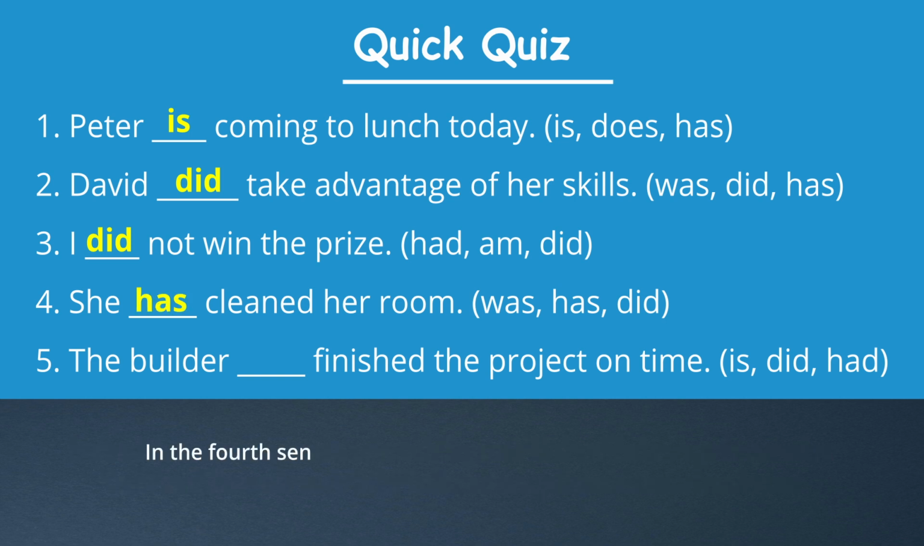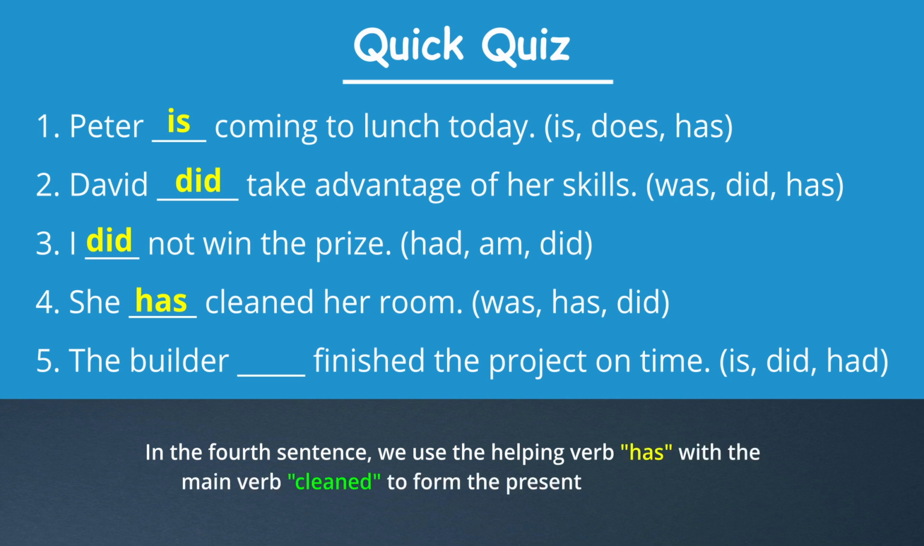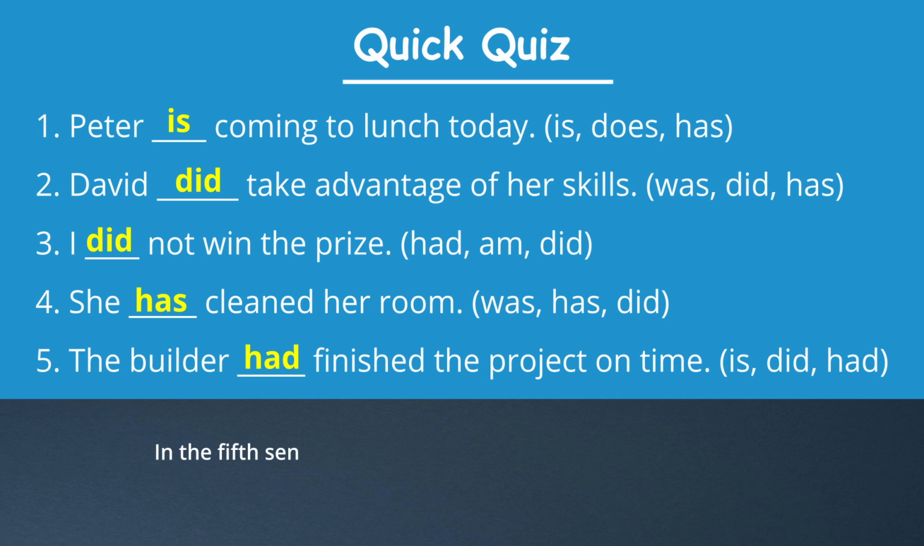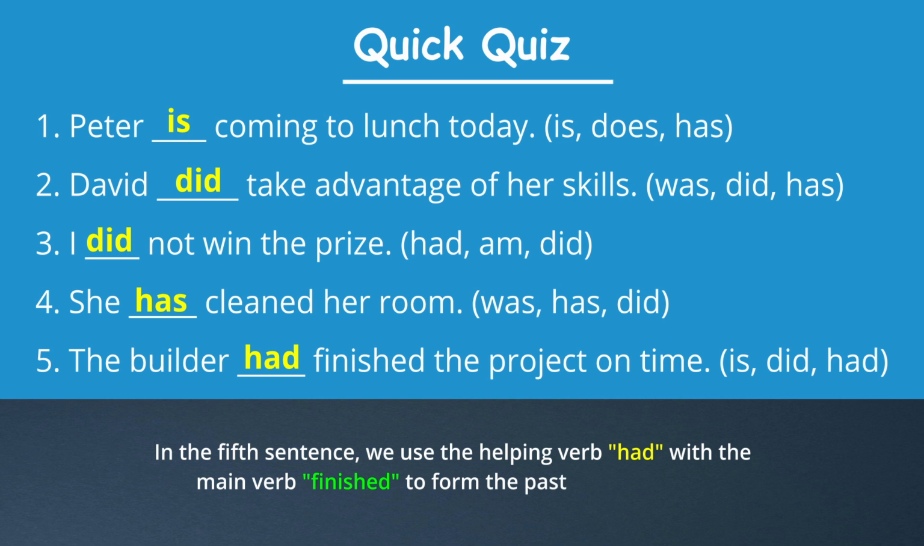In the fourth sentence, we use the helping verb has with the main verb cleaned to form the present perfect tense. She has cleaned her room. In the fifth sentence, we use the helping verb had with the main verb finished to form the past perfect tense. The builder had finished the project on time.